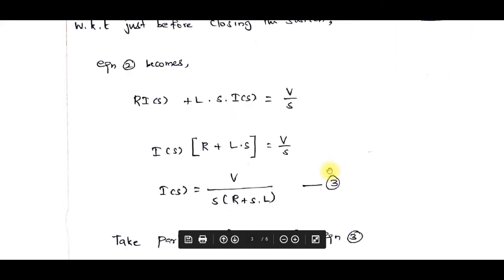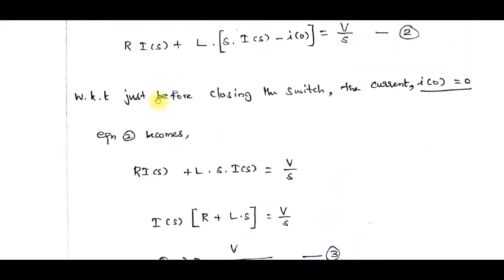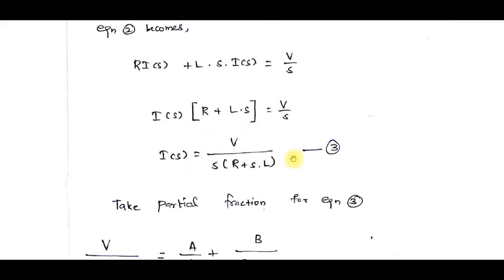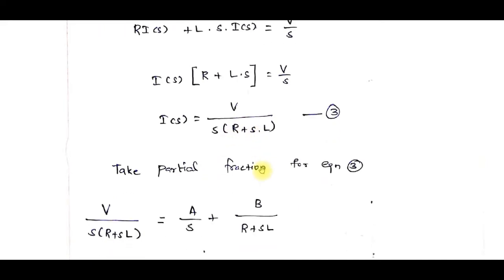Then if we simplify this equation, the I of 0 will be 0, so R into I of s plus L into s into I of s equal to v by s. Okay, then we are taking I of s in common, so I of s into R plus L into s equal to v by s. Then I of s equal to v by s into R plus s into L.